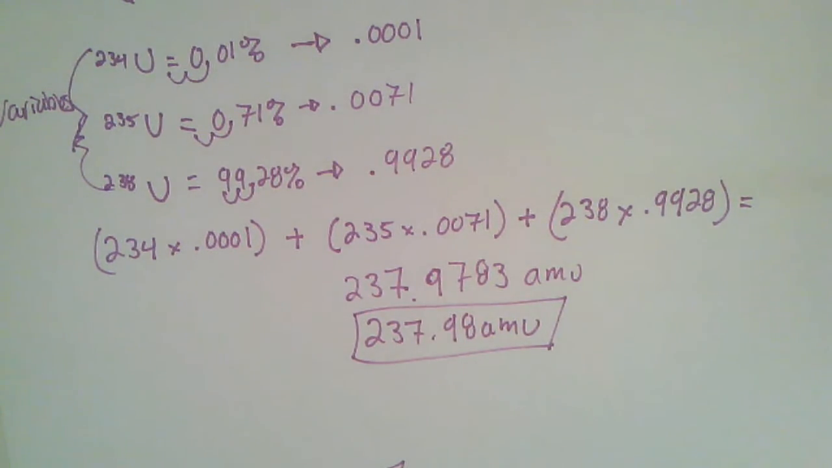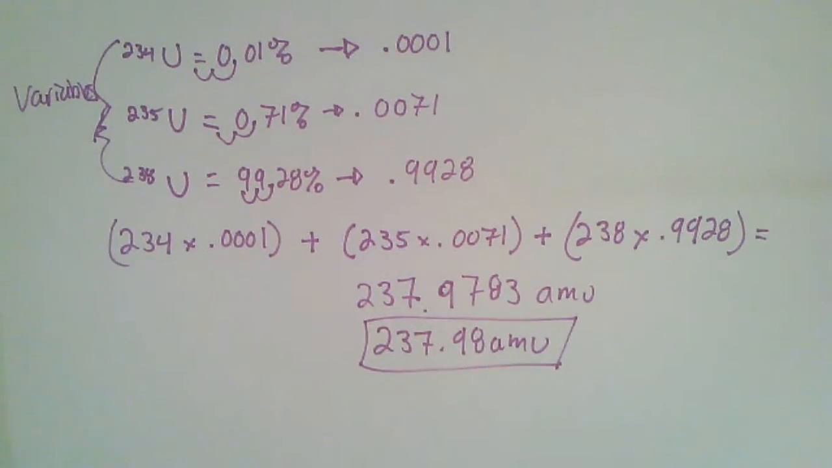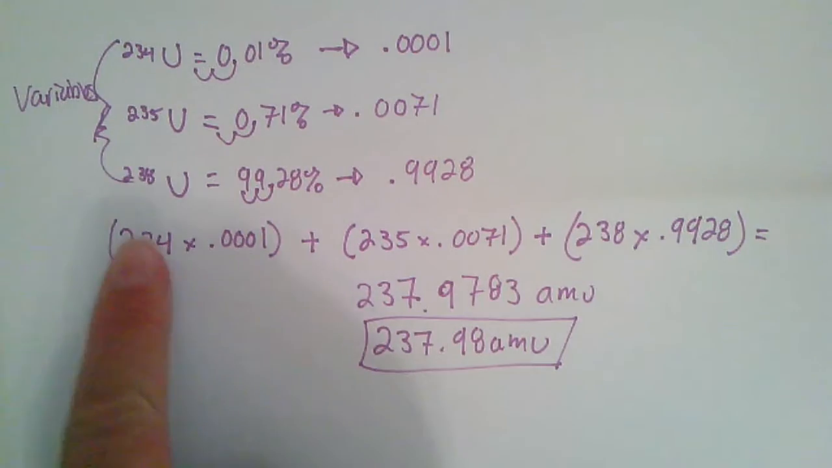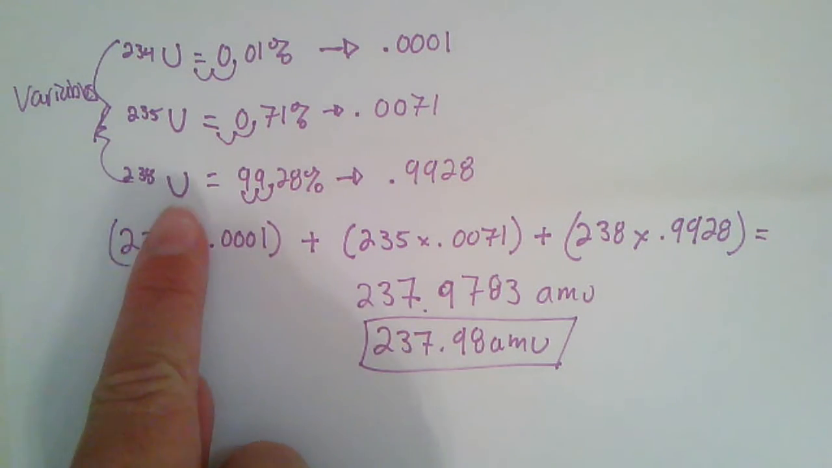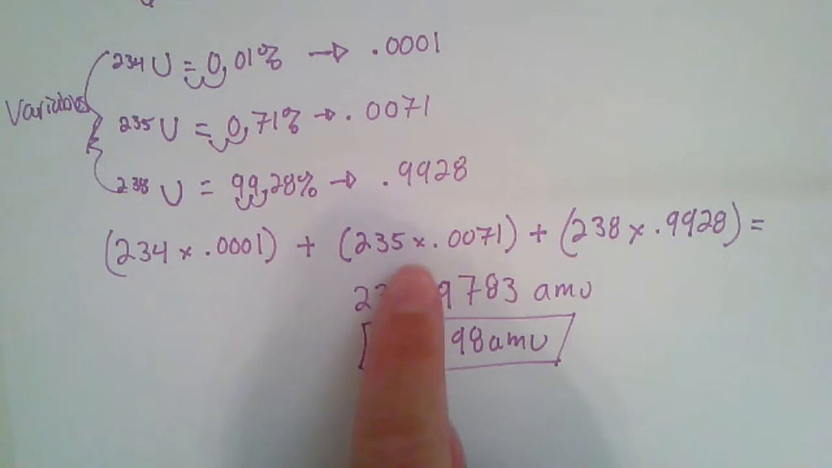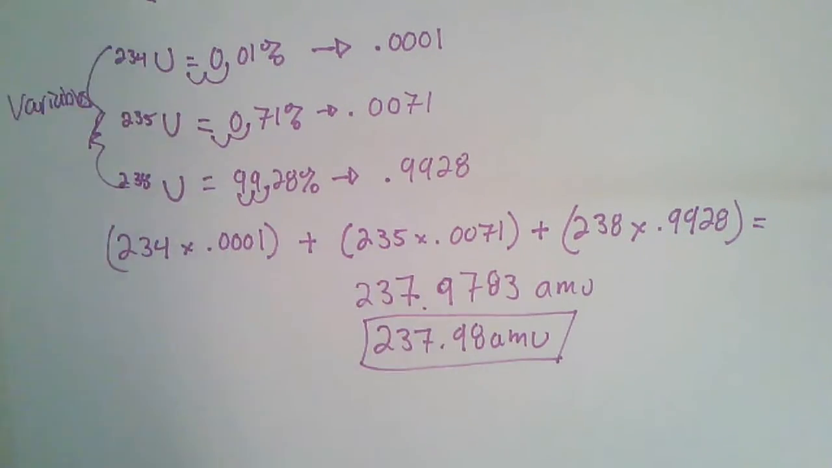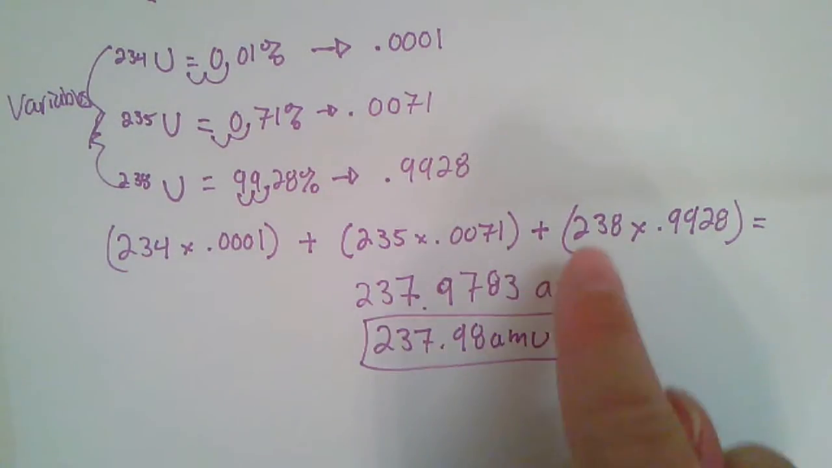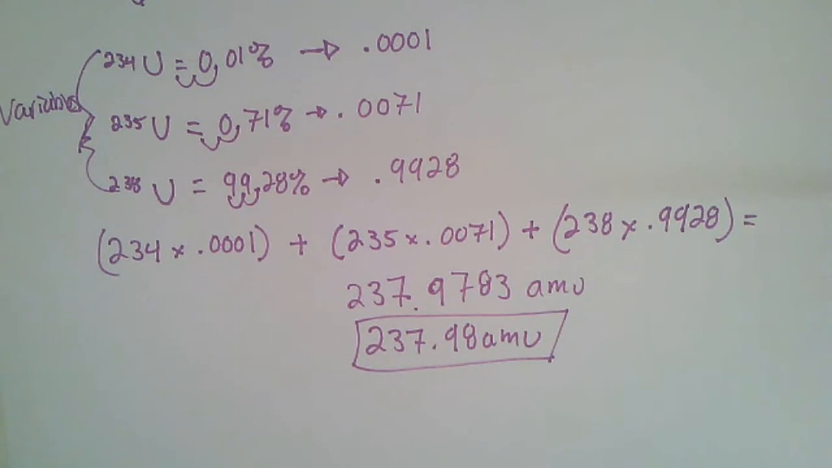Now, there is a trick to always check your work, and the trick is this. Whatever isotope has the largest percent abundance is what your answer should be closest to. So because most of this isotope occurs in the form of 238, our average atomic mass should be closest to 238, which it is, 237.9. It should be a little bit below because we have some other ones that are a little bit below that, but our mass should be closest to the largest percentage that we had.